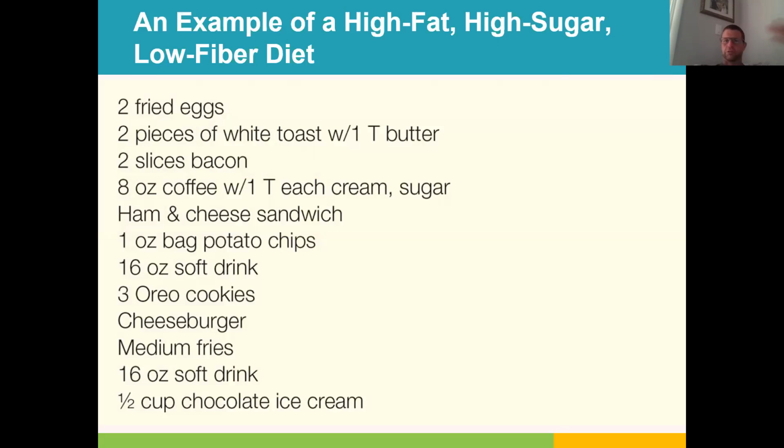I don't know why they like to throw this in there, but just to give you an idea, here's an example of a high-fat, high-sugar, low-fiber diet, right? So 2 fried eggs, 2 pieces of white toast with butter, 2 slices of bacon, 8-ounce coffee with 1 tablespoon each of cream and sugar, ham and cheese sandwich, 1 ounce bagged potato chips, 16-ounce soft drink, 3 Oreo cookies, cheeseburger, medium fry, 16-ounce soft drink, half a cup of chocolate ice cream.